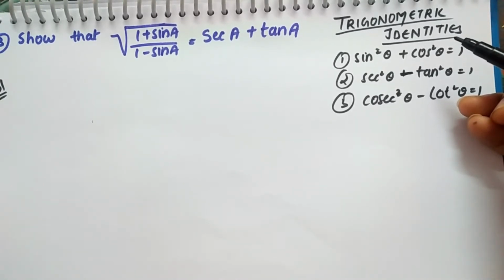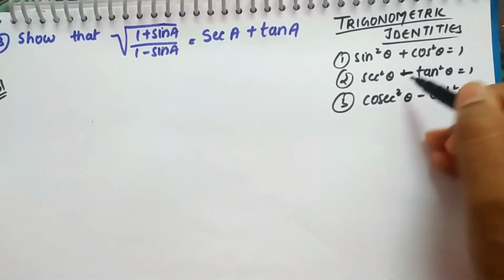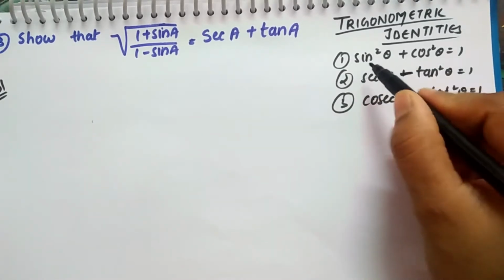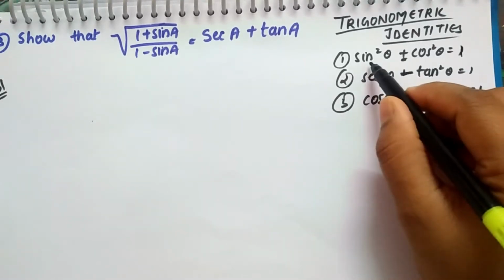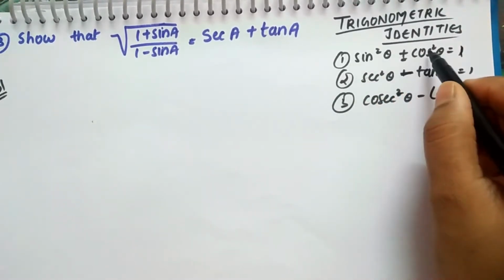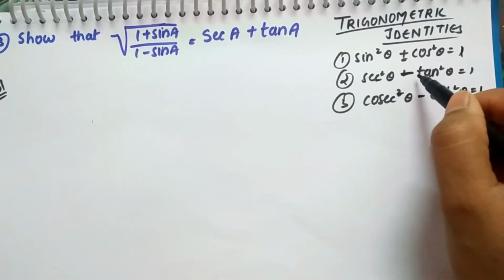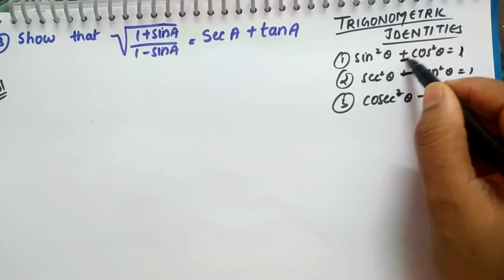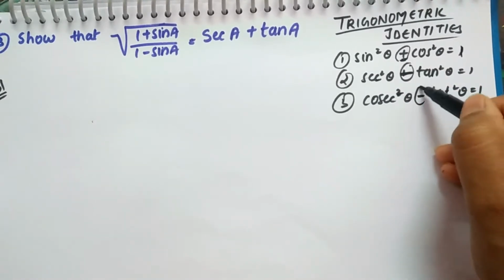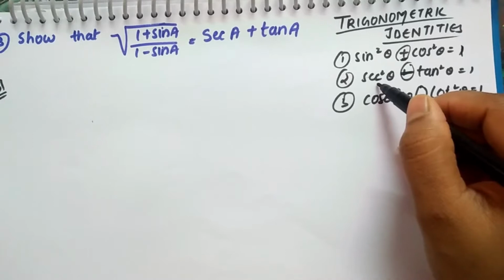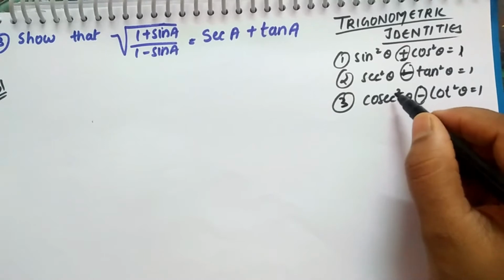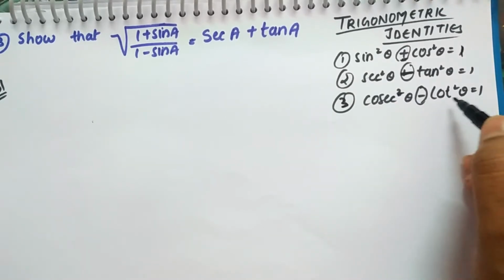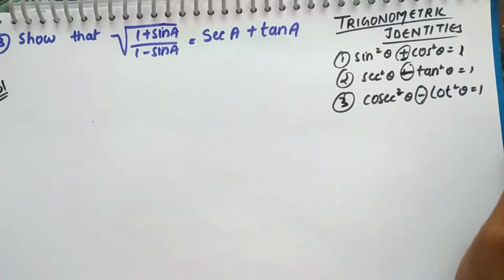There are many trigonometric identities, but these are the basic ones which are applicable for us now. That is nothing but sine square theta plus cos square theta is equal to 1. It's a plus, and it is establishing a relationship between sine and cos. The second one is secant square theta minus tan square theta is equal to 1. Here it is plus, but here it is minus, to remember this. It is establishing a relationship between secant theta and tan theta. The third one is cosecant square theta minus cot square theta is 1. So these three identities we need to mark.